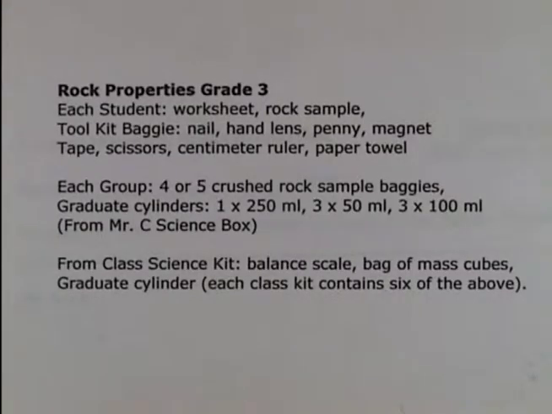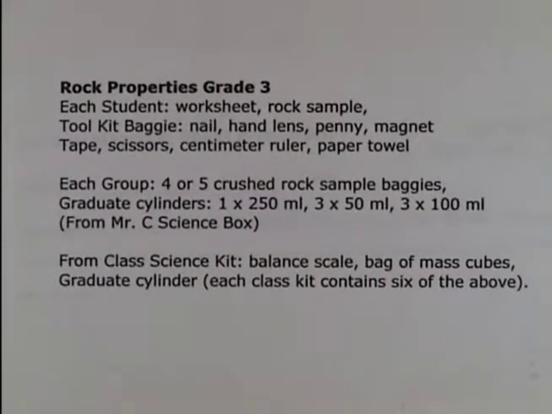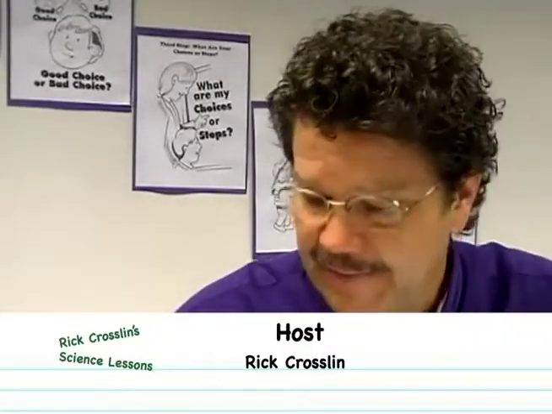This morning we're going to be doing rock properties in third grade. So each student needs your worksheet, your rock sample, your tool kit. That includes a nail, a hand lens, a pin and a magnet, and some tape and some scissors. Let's get started with this rock investigation today. And I'll tell you, I brought this rock along with me. This is a pretty big rock.